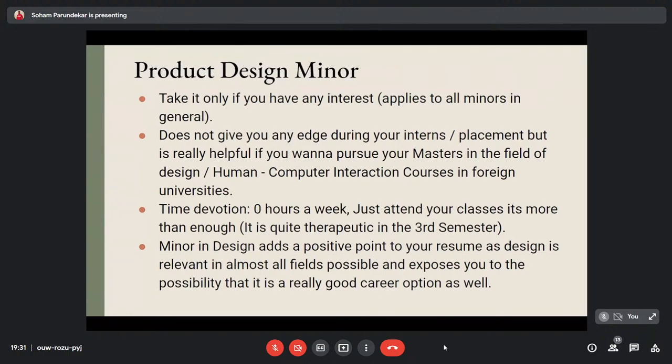And in the later half, we get to apply that theory into a project. So yeah, it's a good minor. And then in your CV, if you pursue any minor, for example, here, the product design minor, it will add a plus point because you went out of your way from your major and studied something else, which is a huge plus point in your CV as well. Plus, this minor will also open you to the gates of design as a good career option as well. Next slide.